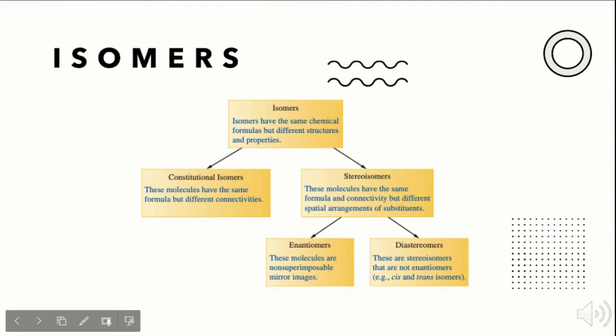Now, as we get more into stereochemistry, we'll learn more about isomers. Isomers are defined as molecules that have the same chemical formula but different properties and structures. Isomers can be put into two categories: constitutional isomers or stereoisomers. Constitutional isomers have the same formula but different connectivities, whereas stereoisomers are molecules with the same formula and same connectivity but different spatial arrangements of substituents. Enantiomers and diastereomers are commonly called stereoisomers, and we'll go more in depth into what these are later on.